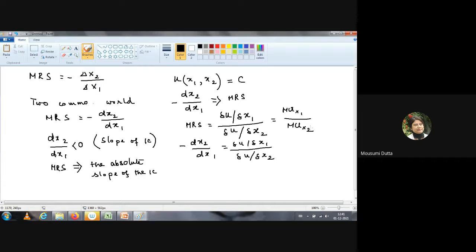So MRS can also be presented as MUx1 by MUx2. This is the ratio of marginal utilities of two commodities x1 and x2. MRS is the ratio of marginal utilities of two commodities x1 and x2. Okay, so this is the slope of the indifference curve.